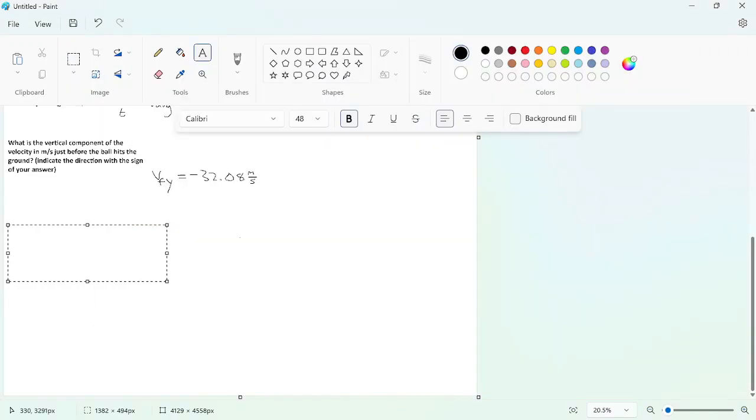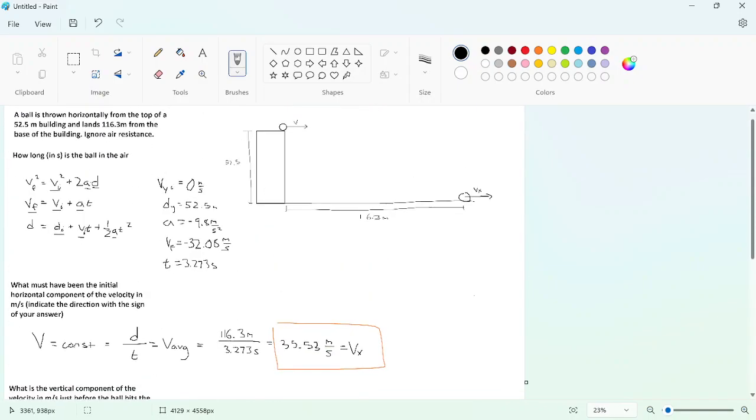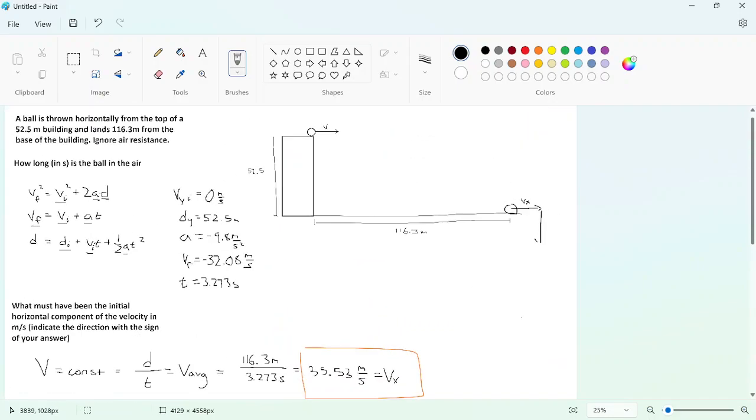Last question, what is the velocity in meters per second of the ball just before it hits the ground? They asked for the magnitude of the velocity as well as the direction, or angle in this case. So let's go back to what I was doing before. If we draw the horizontal velocity and then the vertical velocity, which is like this, we can see that its velocity is like this.